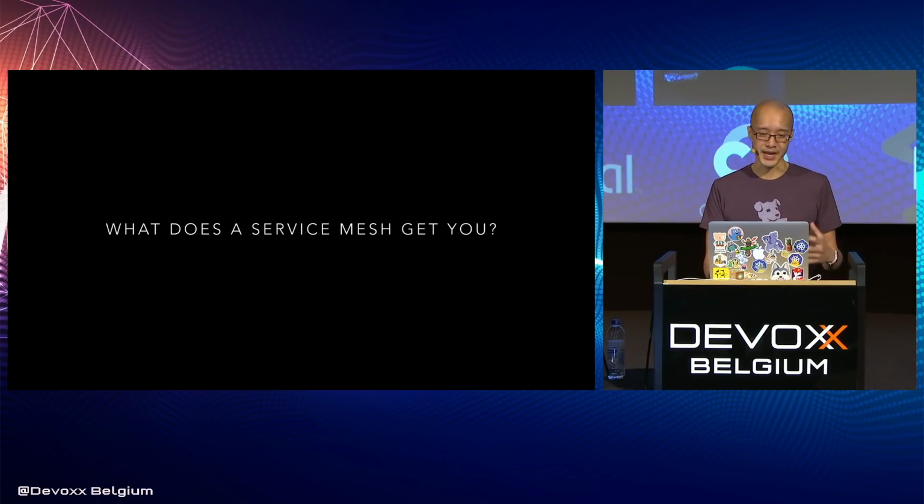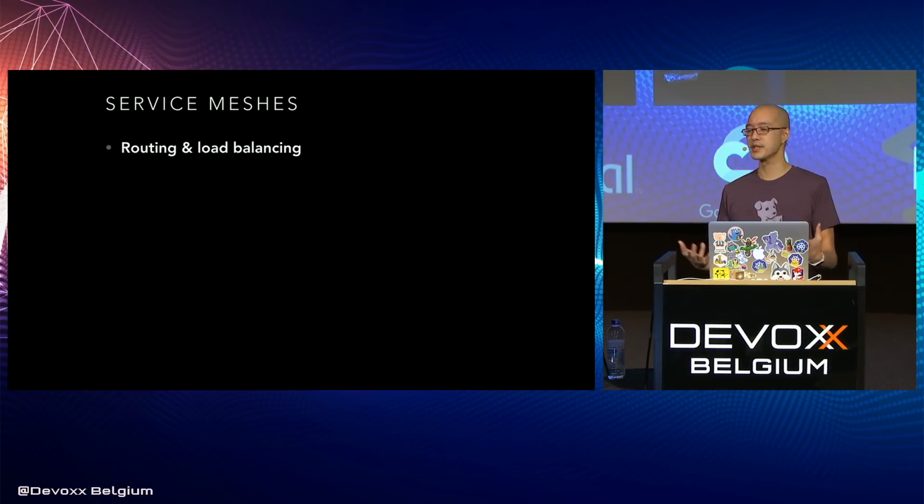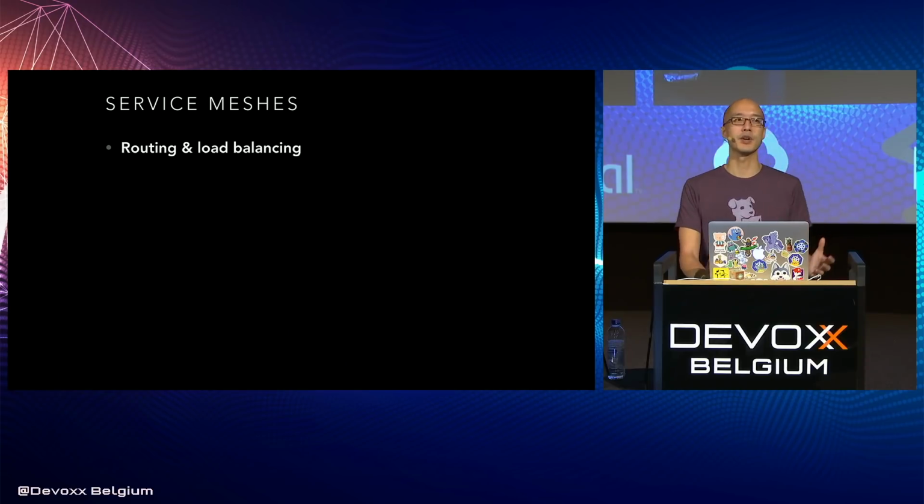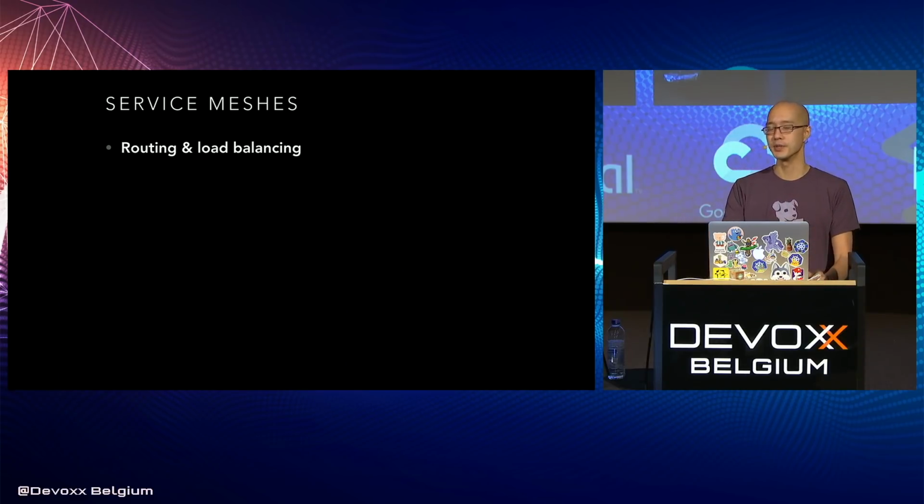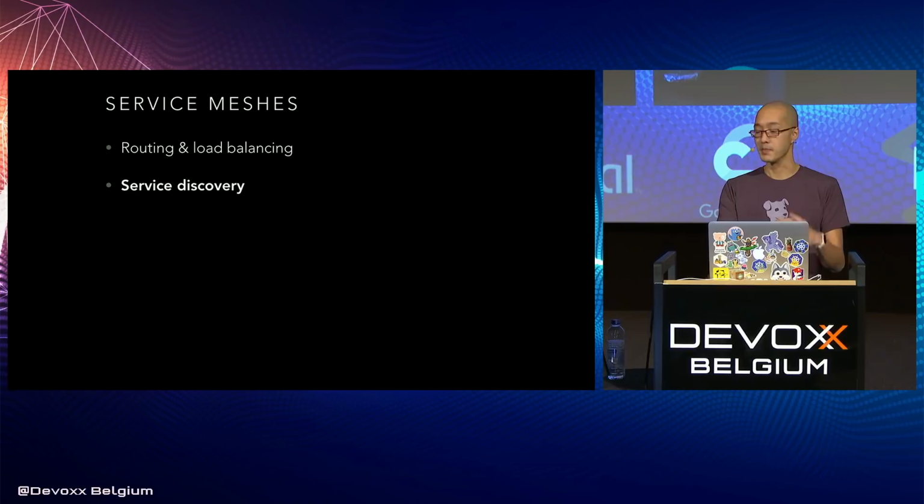So what's a service mesh actually get us? Well, service meshes give us routing and load balancing. Like off the bat, they manage our network traffic for us, so they're able to do things like this. Service discovery. So the service discovery that you'll get out of a service mesh like Istio is quite a bit better than what you'll get from Kubernetes.